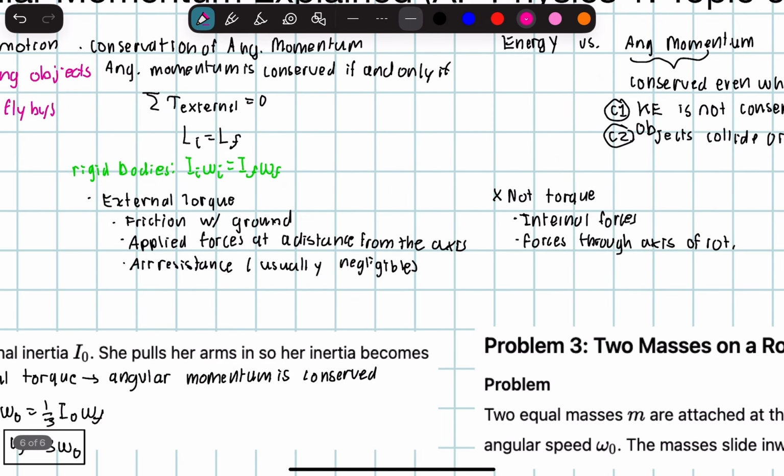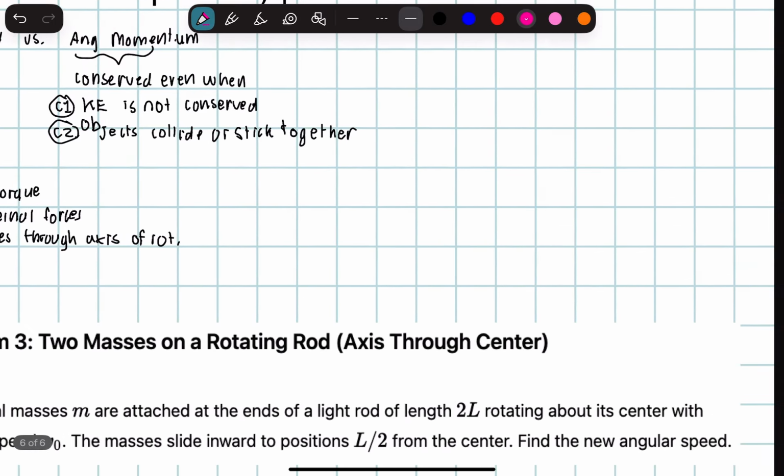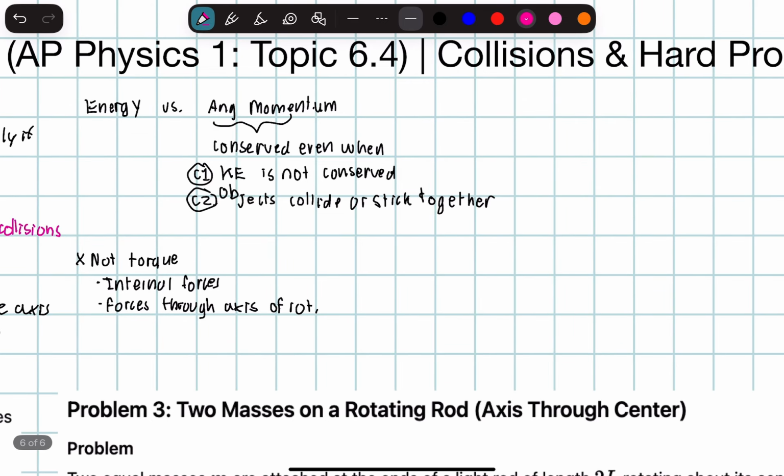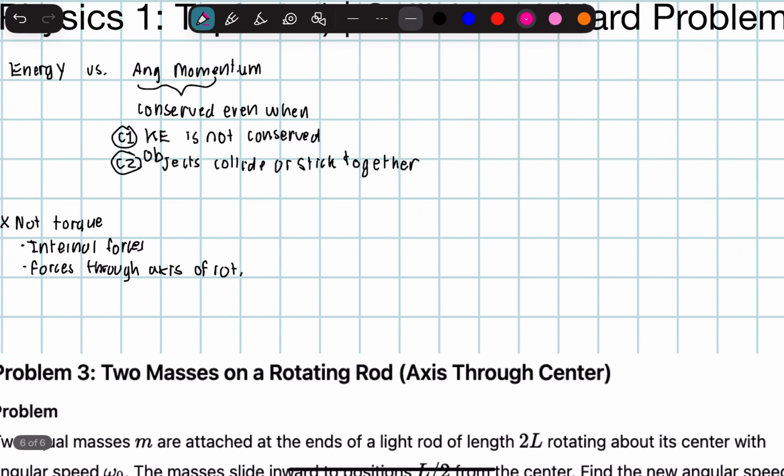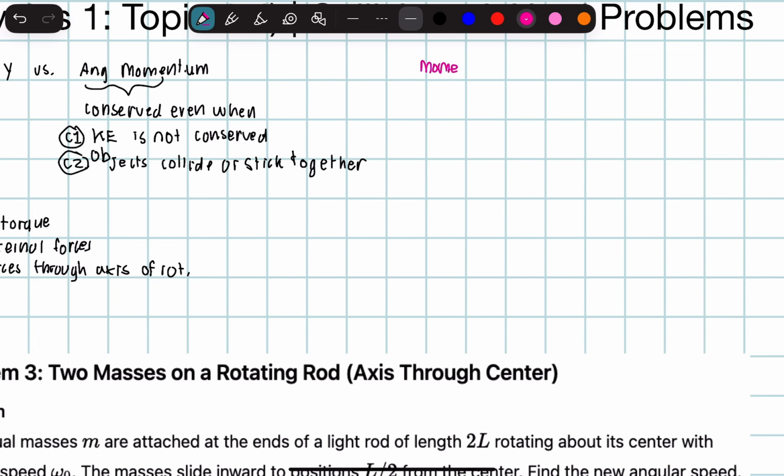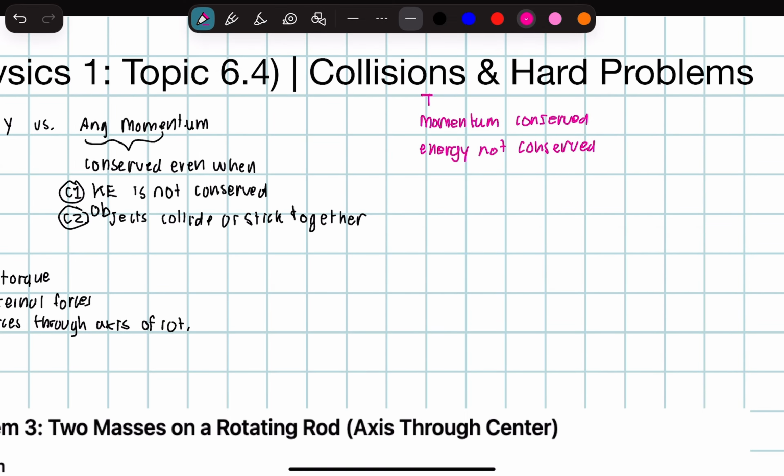And then rotational collisions, we'll use this for rotational collisions, and energy versus momentum. Remember, momentum can be conserved and energy is not. And when momentum is conserved but energy is not conserved, that's an inelastic collision. So now let's continue with some more practice problems to exemplify these principles.